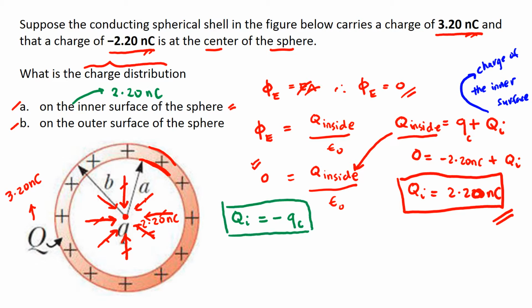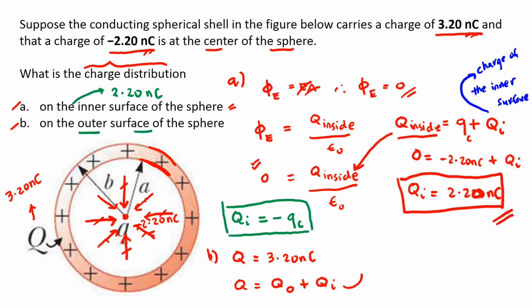Now moving on to part B, the charge on the outer surface of the sphere. This one here is part A. We are now solving for part B. We know that the overall charge of the sphere, which is capital Q, is equal to 3.20 nanocoulomb. And this overall charge is composed of the charge on the outer surface plus the charge of the inner surface.